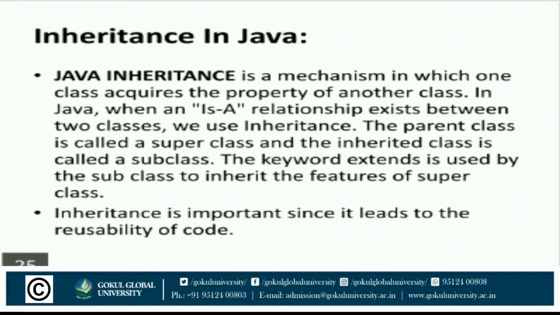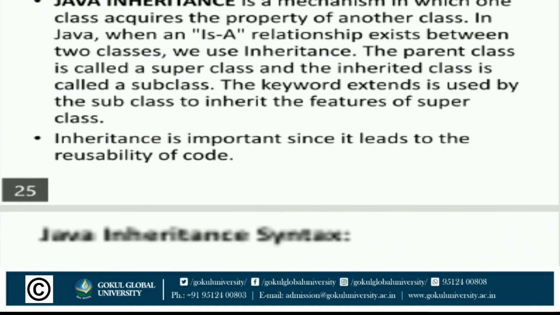Now inheritance in Java. Java inheritance is a mechanism in which one class acquires the properties of another class. In Java, when an is-a relationship exists between two classes, we use inheritance. The parent class is called a superclass and the inherited class is called a subclass. The keyword extends is used by the subclass to inherit the features of the superclass. Inheritance is important since it leads to the reusability of code.